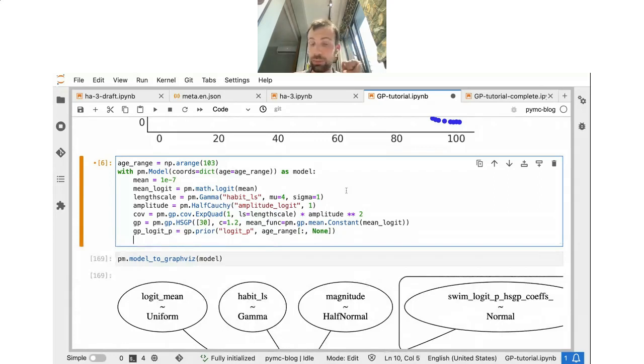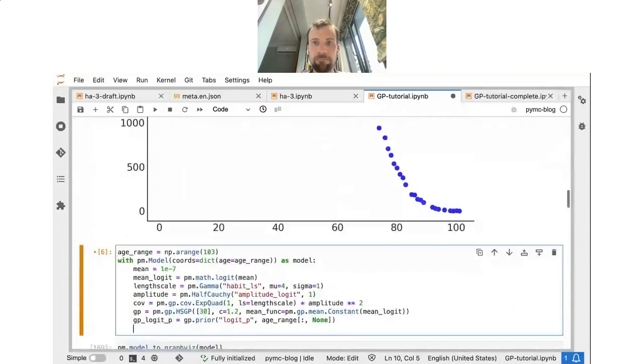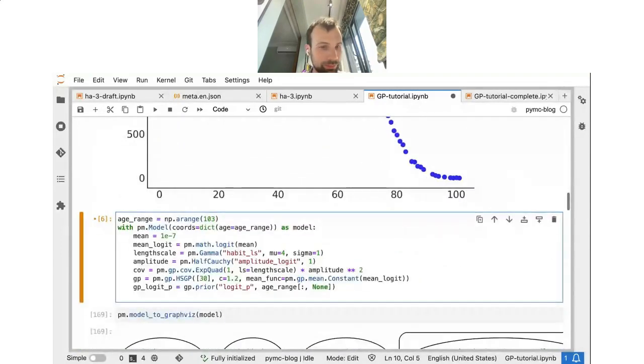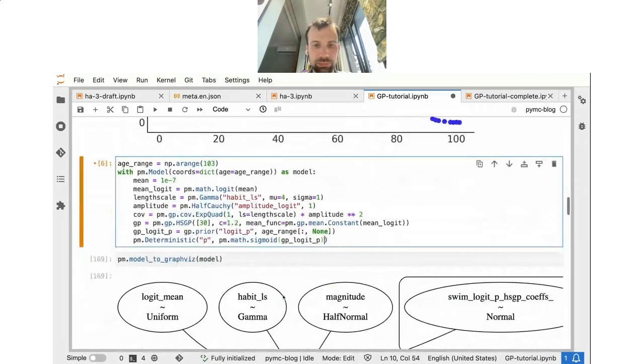Good. But not all ages are present in the data set. We just randomly dropped something for the sake of curiosity. We need to select only those which we observe. And let's also have a deterministic variable that we call p. We pass it through sigmoid. Oh, let's also use dims. Dims h, because we define these values for all possible ages.